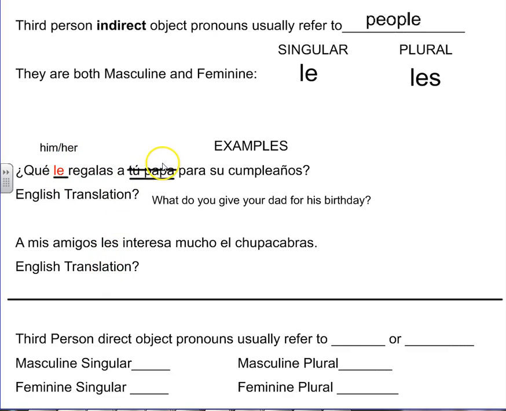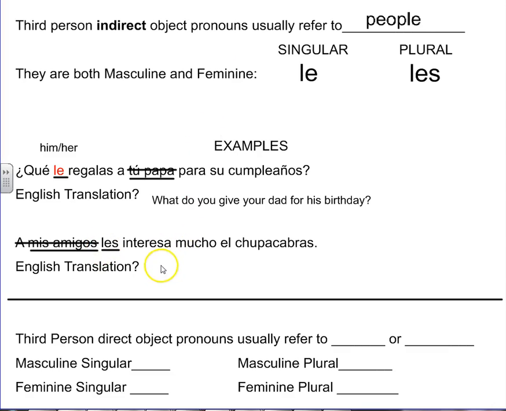What if there is more than one person? As it says up here, there's a form for plural. Okay? Let's do this one down here. It says, a mis amigos les interesa mucho el chupacabras. So let's figure out, there we have the word les right here. And we're trying to figure out, okay, what is the word les referring to? And if you said, it must be referring to amigos or mis amigos, you are correct. Les and mis amigos are referring to the same thing. If I just took out this first part, and just started with the word les, it would say, les interesa mucho el chupacabras. That would make total sense.